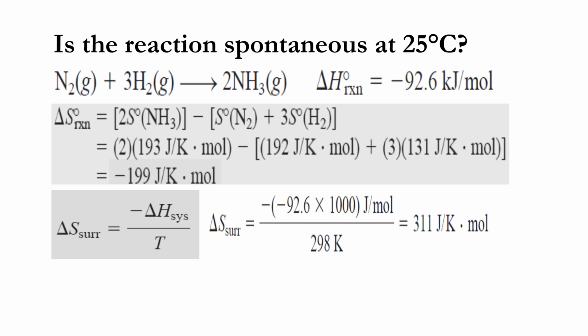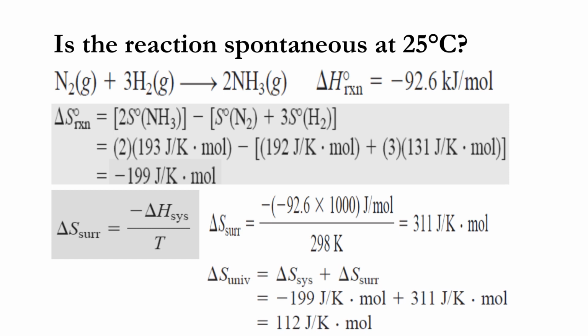Negative times negative is positive. 92.6 times 1000 is 92,600 joule per mole, divided by 298 Kelvin. That will give you 311 joule per Kelvin mole.